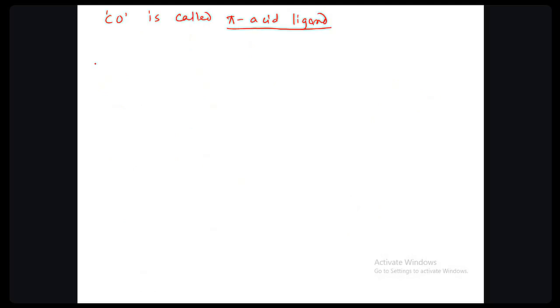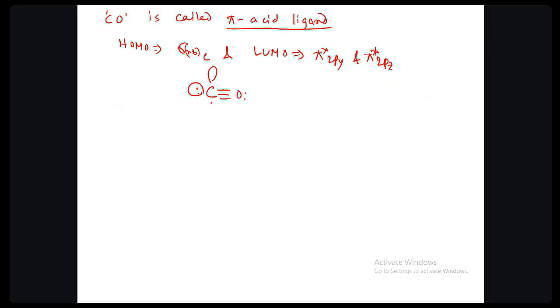You see that the carbon monoxide HOMO is sigma non-bonding of carbon, and the LUMO is the pi star 2py and pi star 2pz. Very simple concept. So now carbon monoxide looks like that. This is the HOMO, and this is the LUMO. This is sigma non-bonding of carbon, and this is the pi star 2py and pi star 2pz.